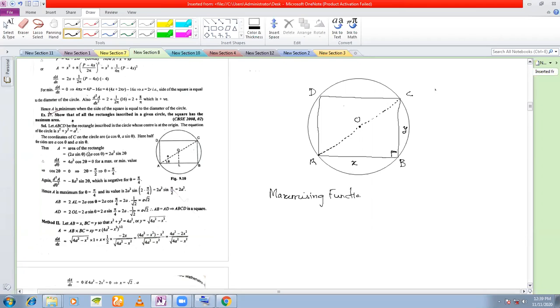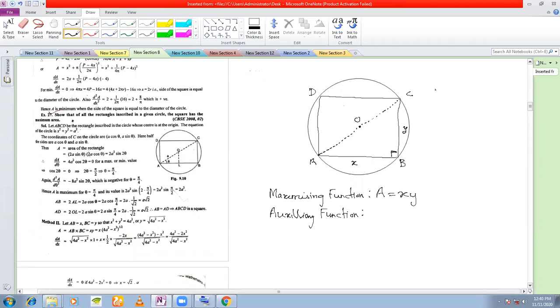Maximizing function is area, right? Equal to x into y, length into breadth. Yes, sir. I need to maximize this function. Now, under what conditions? What is the auxiliary function?